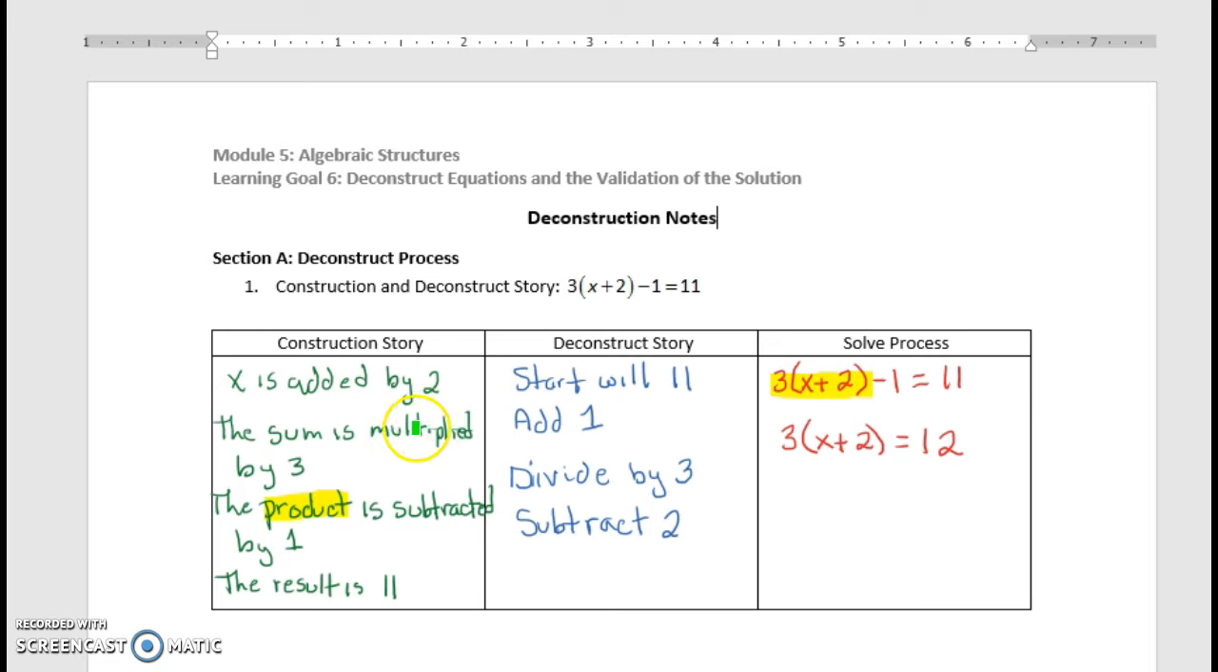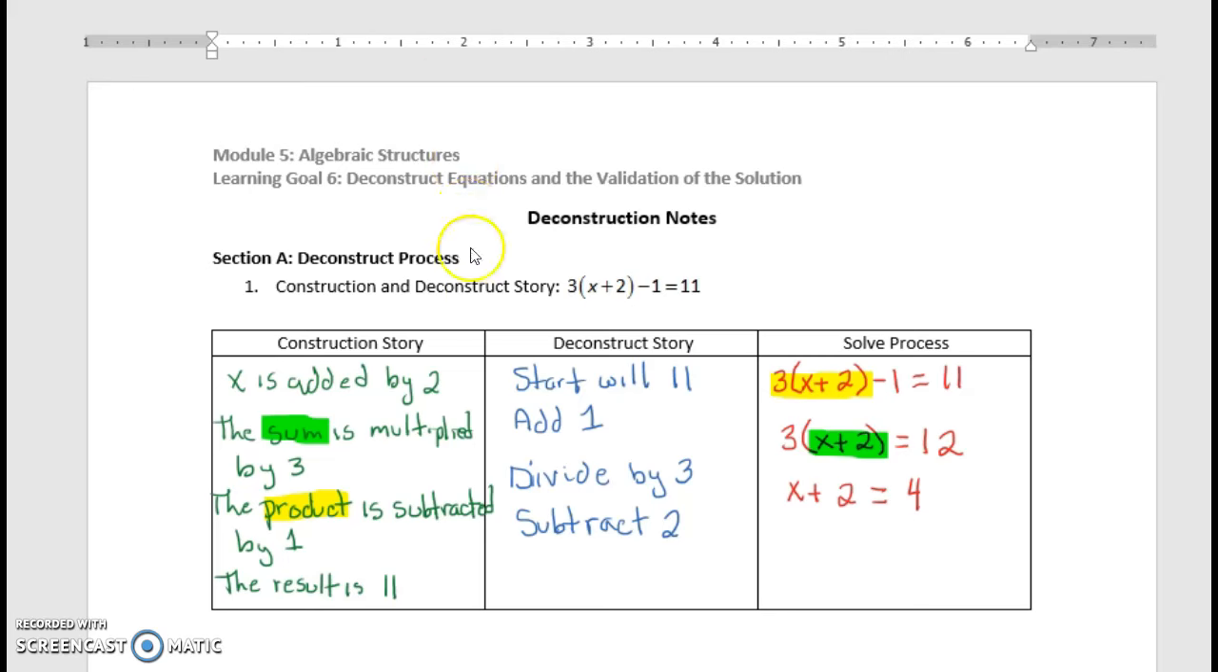And when we divide by 3, we were dividing because we were deconstructing multiplication. And we know that a sum is left over. And that sum is this piece right here. And so when we divide by 3, we have the sum that remains. And when we divide by 3, we know that the new value of this equation is 4.